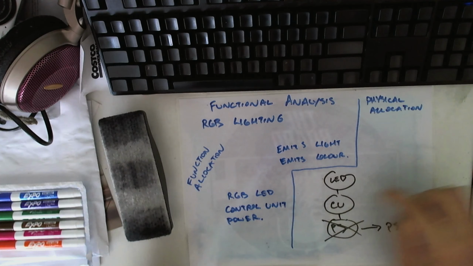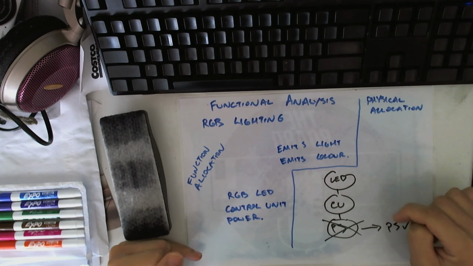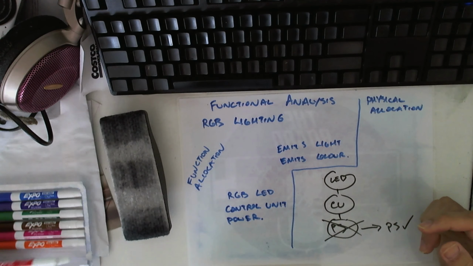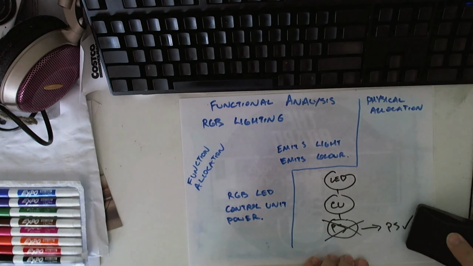So once you've actually decided on your physical allocation, that's when you would start going into your actual V diagram and doing your decomposition and then your integration phase.